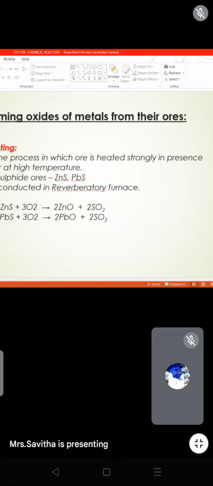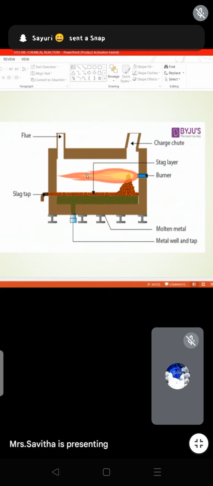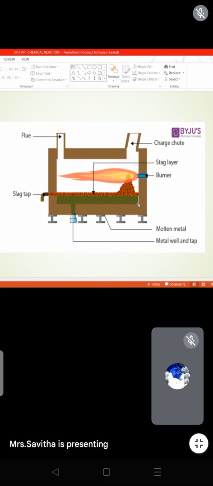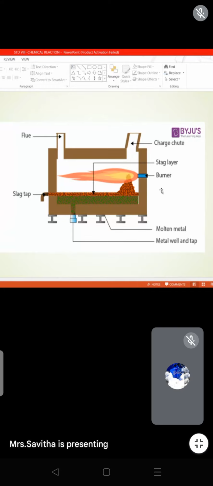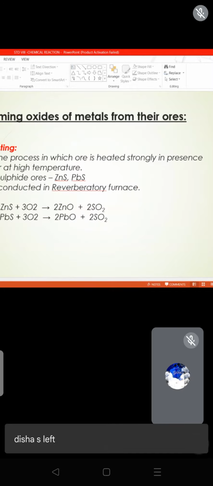As such, you don't have to draw the diagram, but see how the flame goes. We are not heating it from the bottom or from outside. The flame goes inside, and the heat completes the reaction, with the flame directed towards the walls of the container. So this is about roasting and calcination.